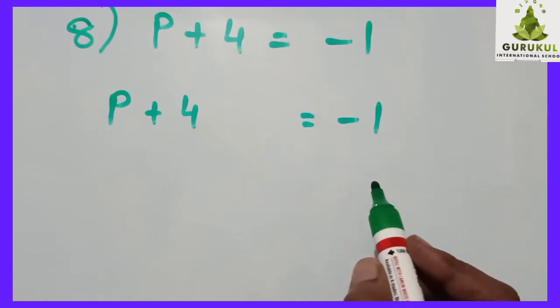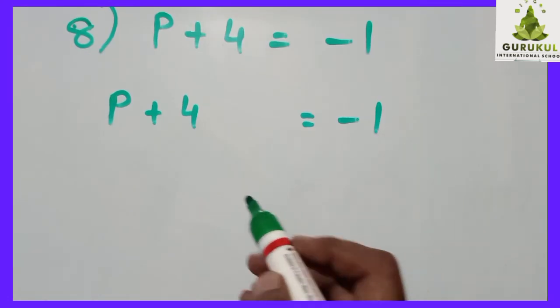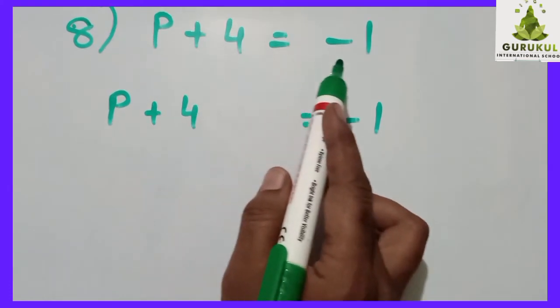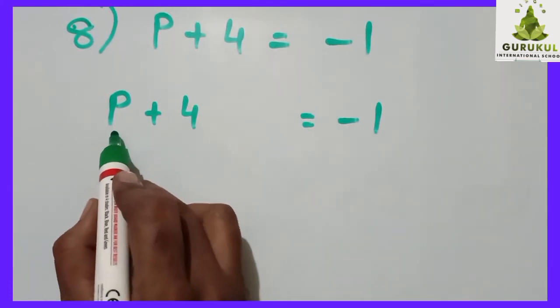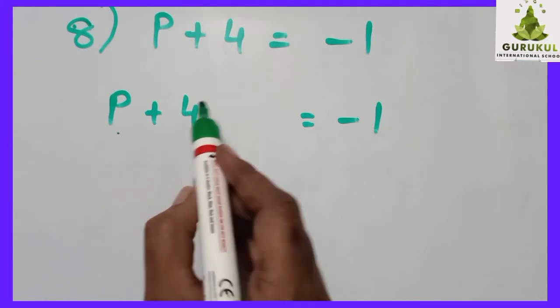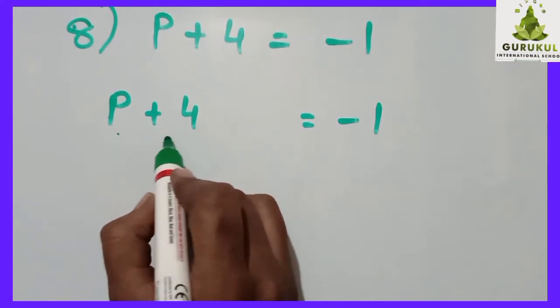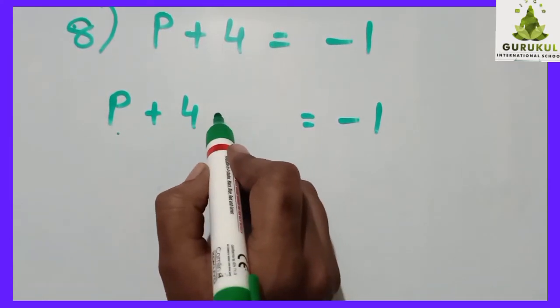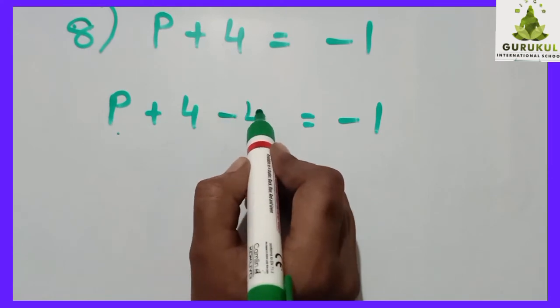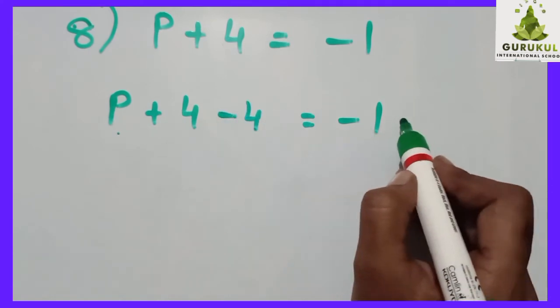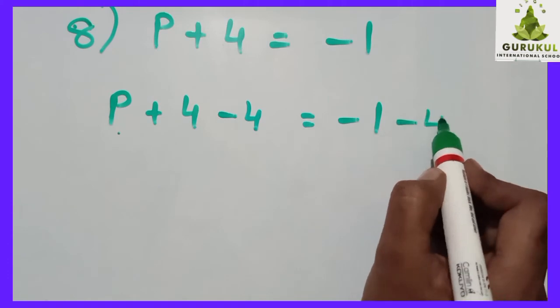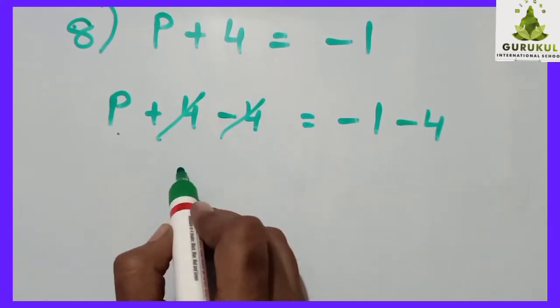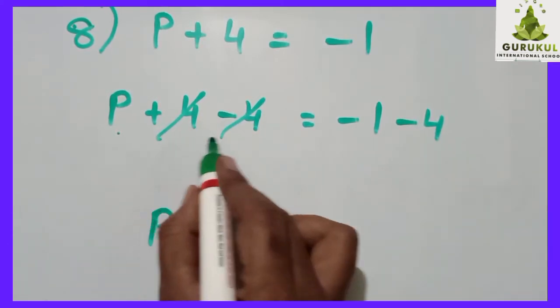Now p plus 4 equals to minus 1. This is the 8th sum. So p plus 4 equals to minus 1. I want to find the value of p. So p plus 4, I don't want it here, so take its opposite. Its opposite is minus 4. If I write on the LHS minus 4, I should write here also on the RHS minus 4. So this gets cancelled out. What do I get here? p plus 0.